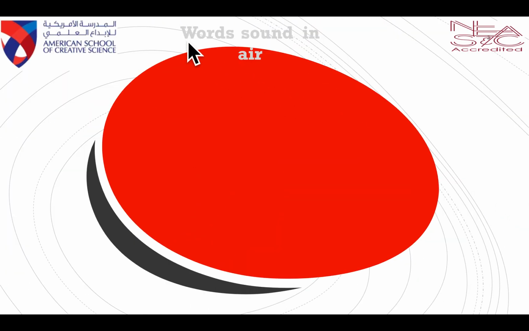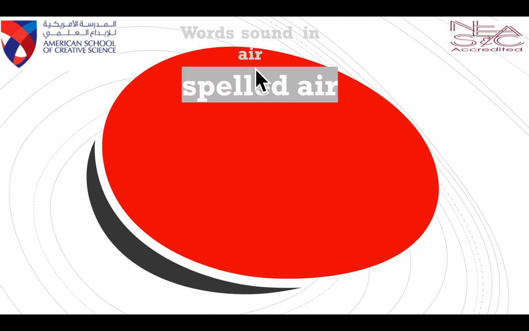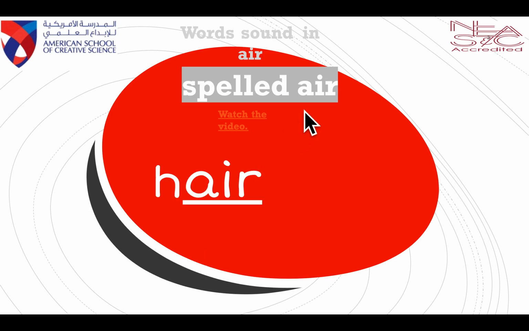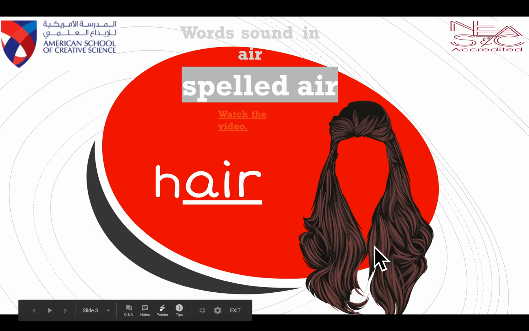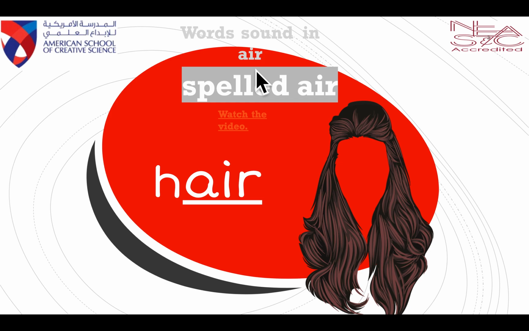So let's get started with words that have the sound air. Our first type of spelling for the sound air is A-I-R. You can click on this link to watch the video. Our first word is hair. That's the hair on our heads. And you can hear the air sound. Say air. Now say hair. Good job. So we're looking for the air sound. And here's our first spelling with the letters A-I-R, hair.